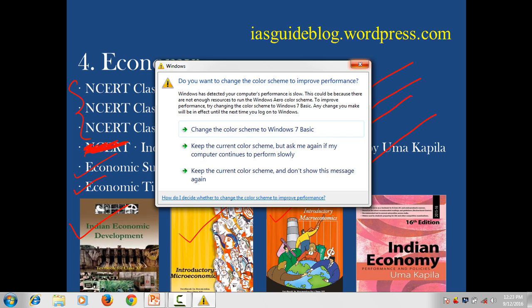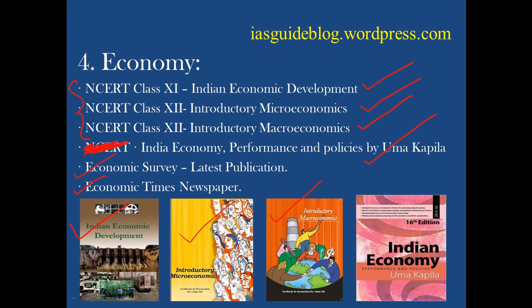Even the concept of poverty, they have covered very nicely. Human capital formation in India, rural development, infrastructure, employment, and comparison of the Indian economy with neighboring countries. All this they have covered very nicely in the first book.